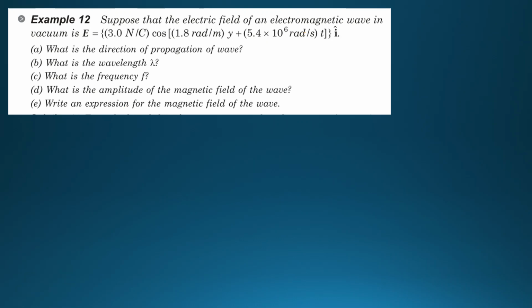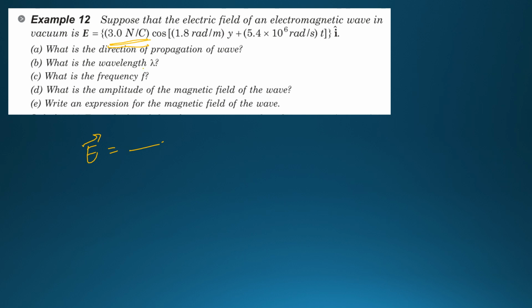So the first question is, suppose that the electric field of an electromagnetic wave in vacuum is E equal to 3 Newton per Coulomb cos(1.8 radian per meter y + 5.4 × 10^6 t) i cap. So the electric field is given. You don't need to write it again, just write the values that are given. What is this?